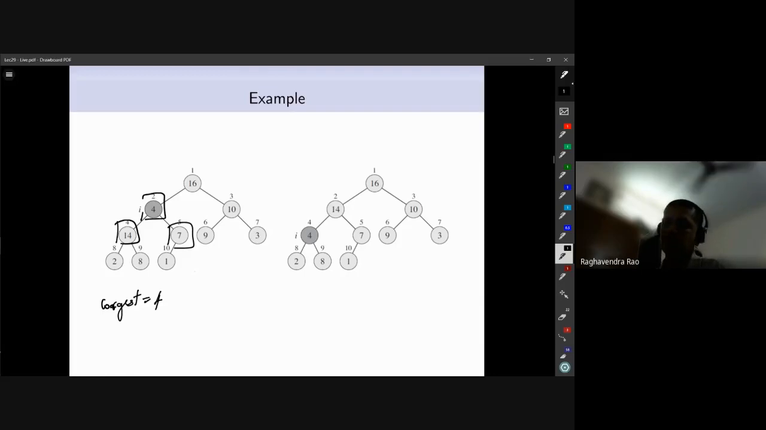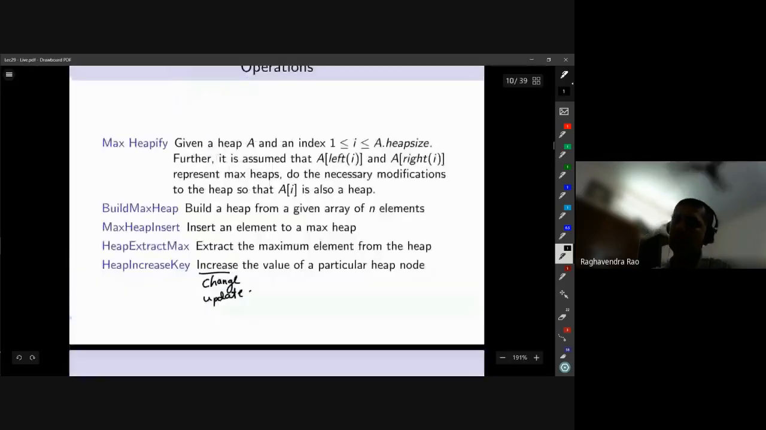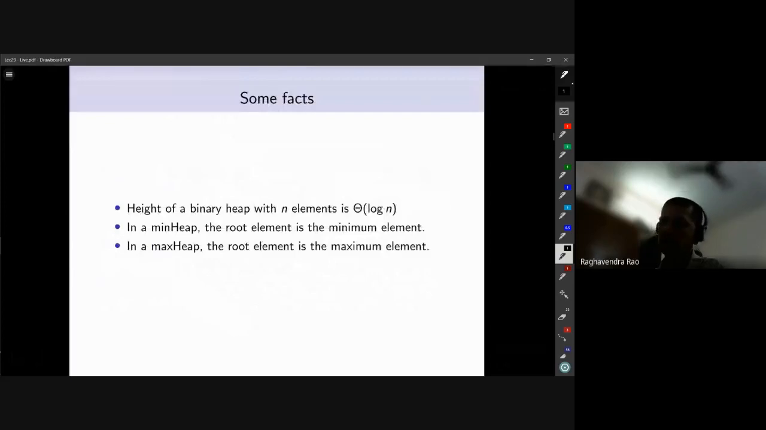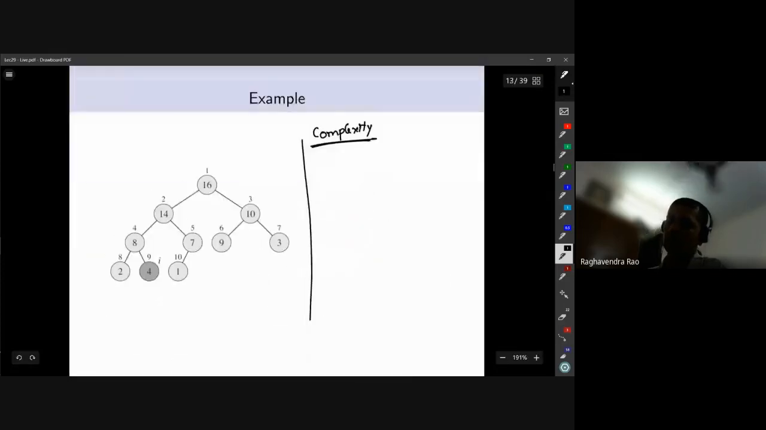Hence, using this exercise, we know that the height is theta log n. In fact, the complexity is going to be order of log n. We can say theta log n because the height is being theta log n. Height is also lower bounded by log n. For certain, it depends on the index i, of course.